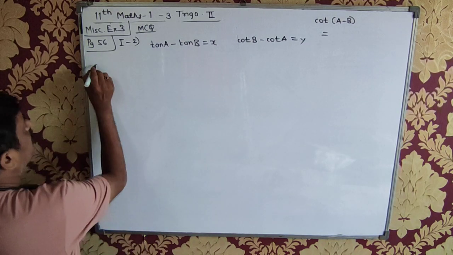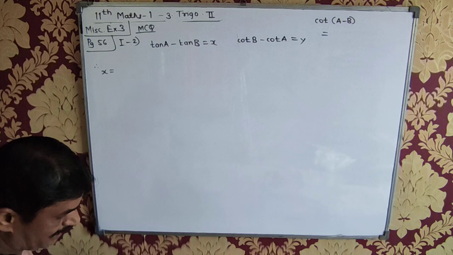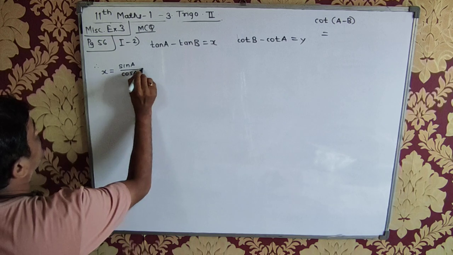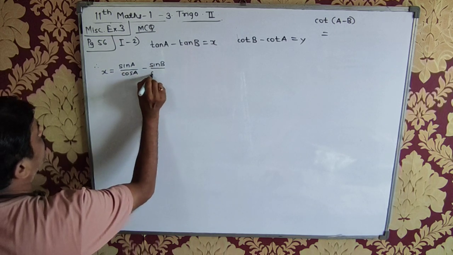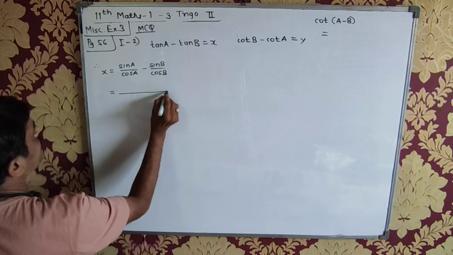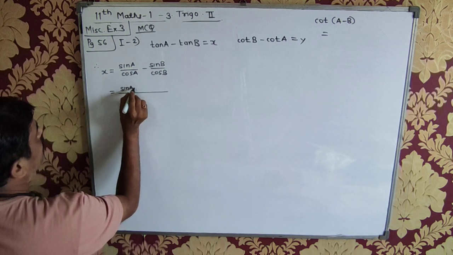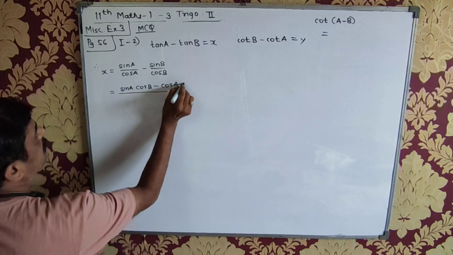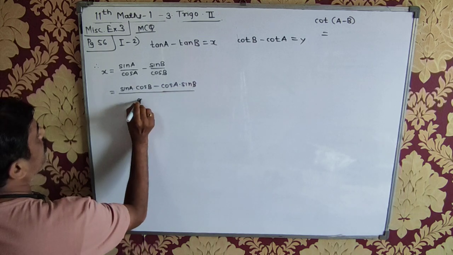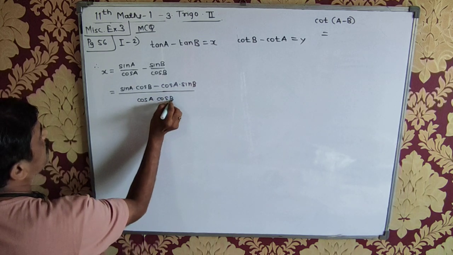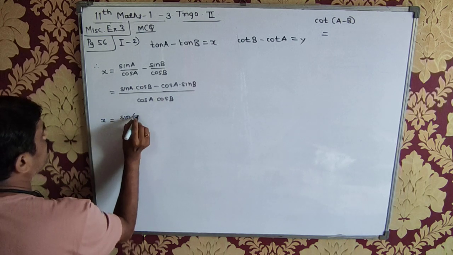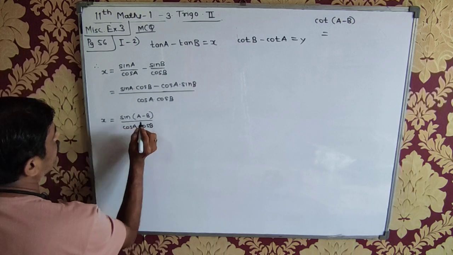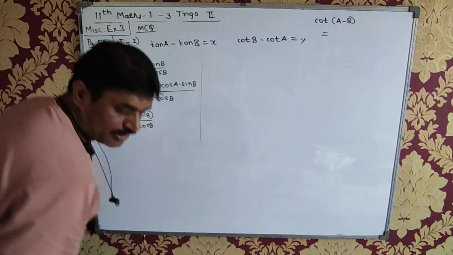Here, I would say, therefore, x is equal to tan A, which I will write as sin A upon cos A, minus sin B upon cos B. Correct? Can you take the LCM here? Yes: sin A cos B minus cos A sin B divided by cos A cos B. So x is equal to sin of A minus B upon cos A into cos B. Right?